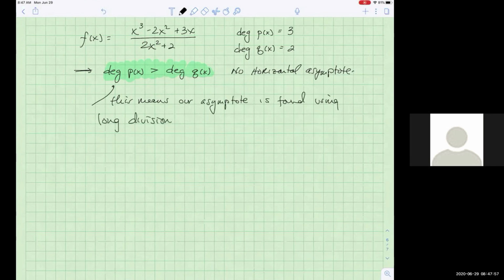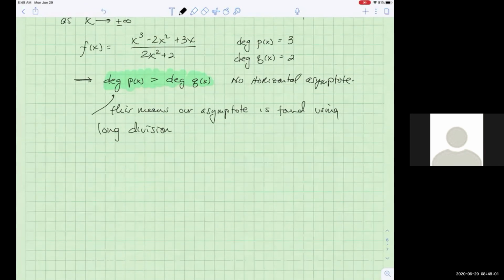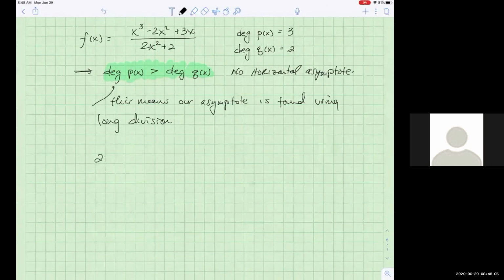So what we're about to talk about is using long division to find the slant asymptote. We had done an example last week. Let's do another one here. Here we're going to do 2x squared plus 2 divided into x cubed minus 2x squared plus 3x.